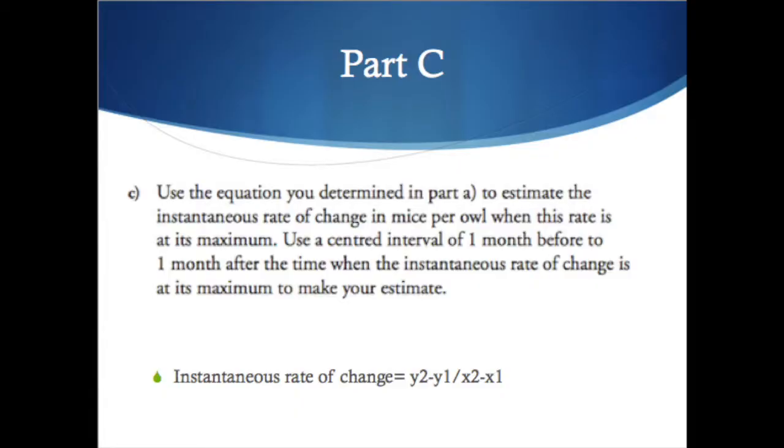Part C. The question is asking for me to use the equation that I previously made in Part A. y equals 4.5 cos(pi over 12 x) plus 20.2. Using this equation, I am asked to estimate the instantaneous rate of change at its maximum. I am then asked to use a centered interval of 1 month before and 1 month after the time when the instantaneous rate of change is at its maximum.